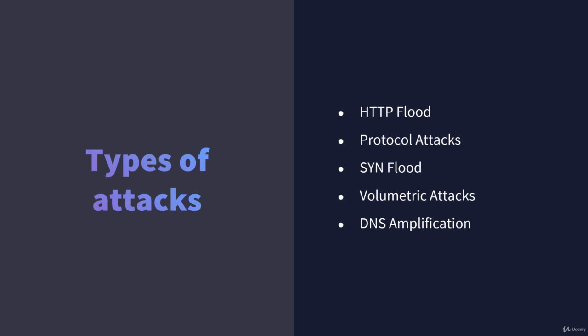Second, protocol attacks, also known as state exhaustion attacks. This causes a service disruption by consuming all the available state table capacity of web application servers or intermediate resources like firewalls and load balancers. Protocol attacks utilize weaknesses in layer 3 and layer 4 of the protocol stack to render the target inaccessible.